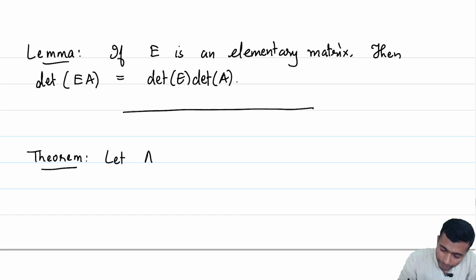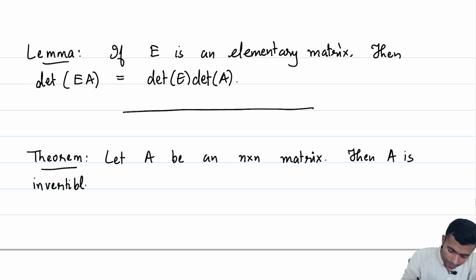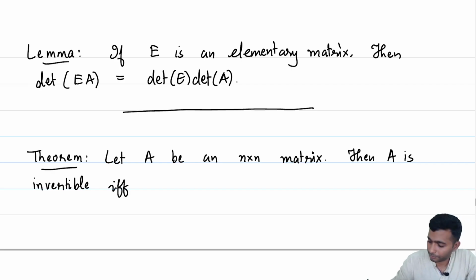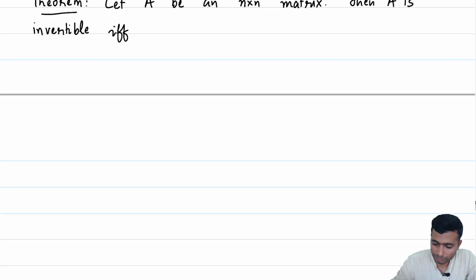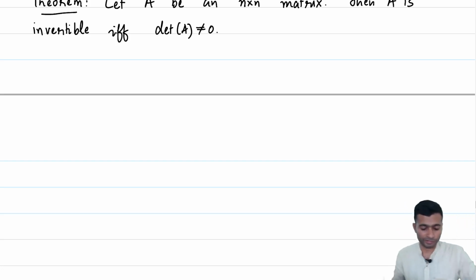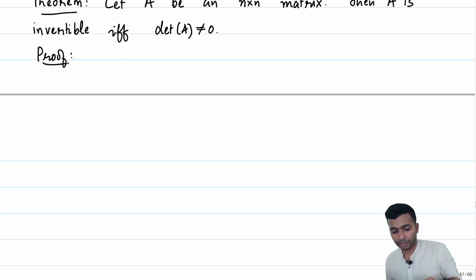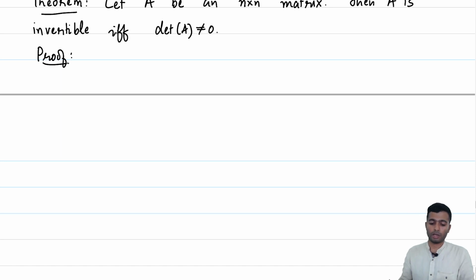So, let A be an n cross n matrix, then A is invertible if and only if determinant of A is not equal to 0. So, let us give a proof of this. It is quite remarkable that invertibility is being captured in whether the determinant of the given matrix is non-zero.